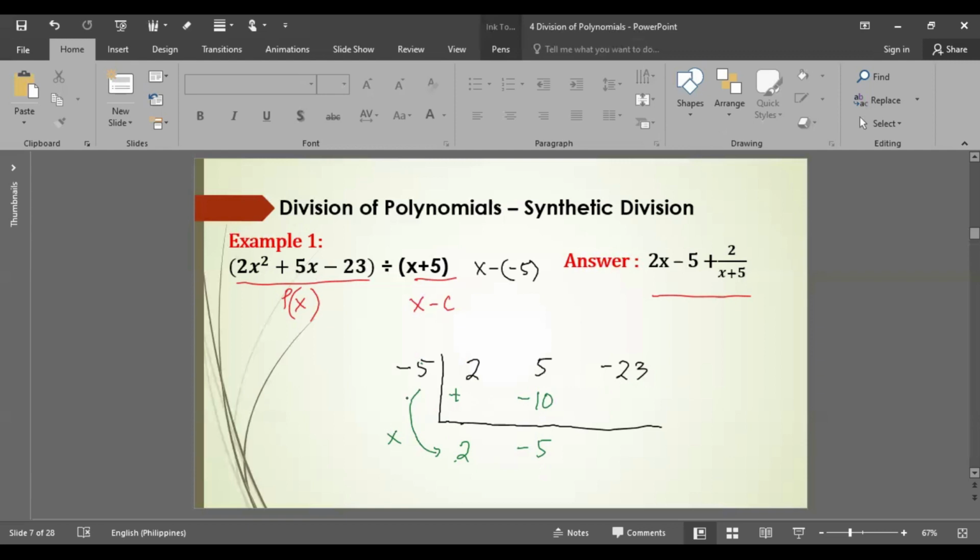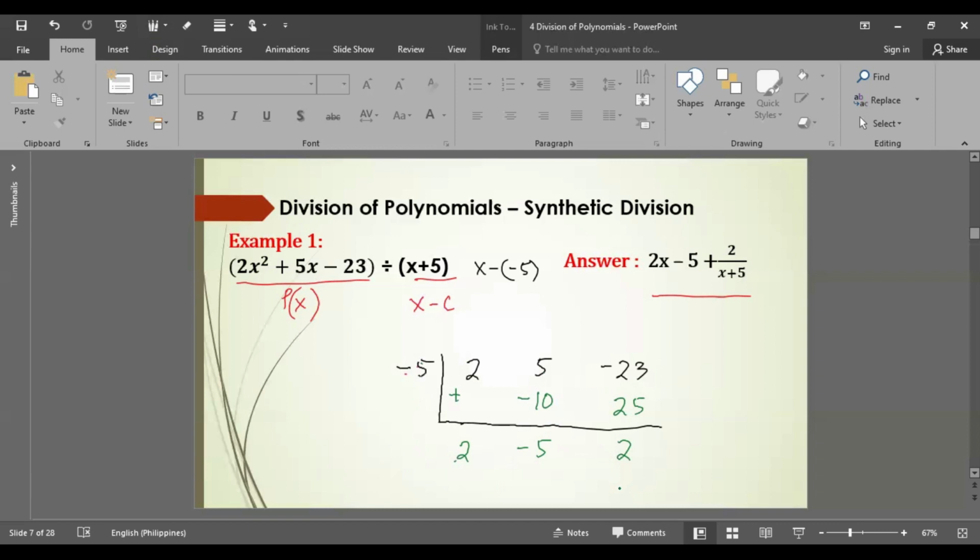Next, multiply again the value of C by this value. Negative 5 times negative 5 is positive 25. So we write the answer here. Then perform addition. Negative 23 plus 25, we get positive 2. So we are done performing the synthetic division.